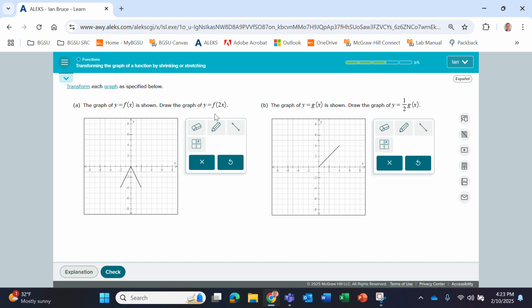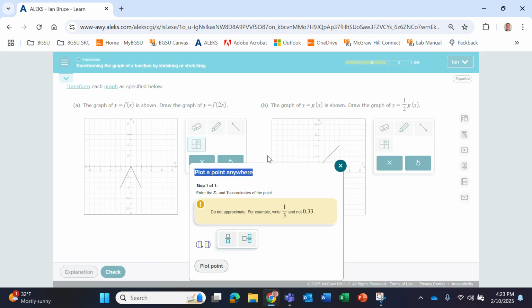this transformation right here is a horizontal compression by a factor of 2. So that is telling us we are going to be dividing the x-coordinate by 2. So these points that are already on the graph, we are going to divide the x-coordinates by 2. So let's go ahead and do that.